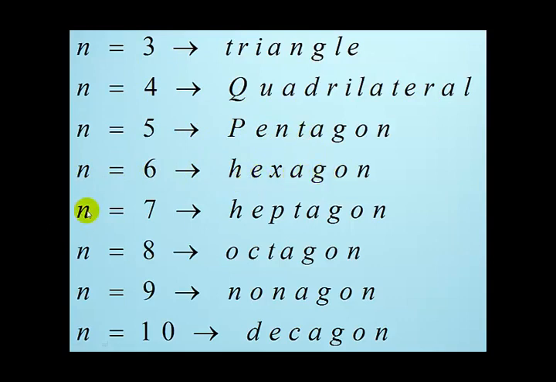When the number of sides equals 7, it is called a heptagon. When the number of sides of the polygon equals 8, we call it an octagon. When the number of sides equals 9, we call it a nonagon. And when the number of sides equals 10, we call it a decagon. And it continues.